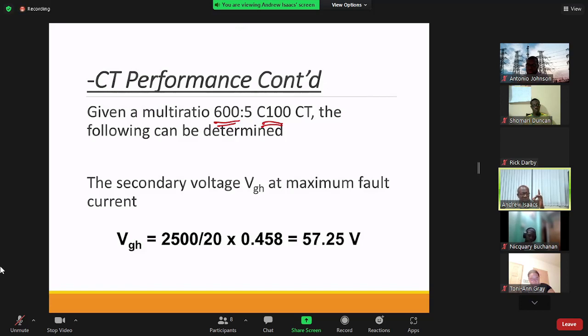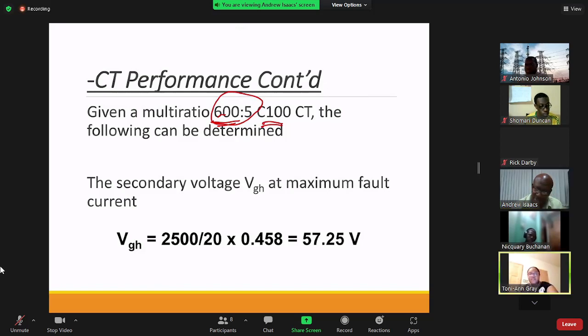However, what CT ratio are we using? 600 to 5. Which tap on the CT are we using? So 100 to 5. 100 to 5.